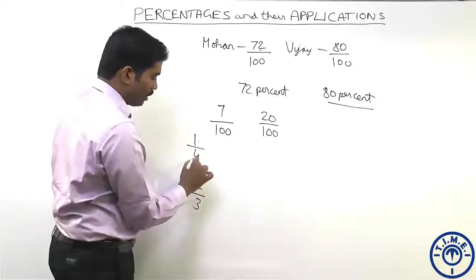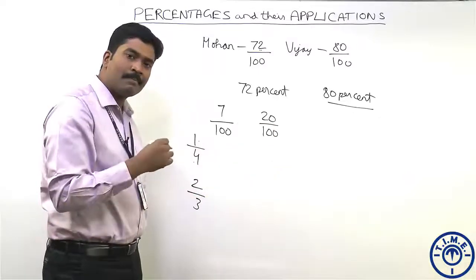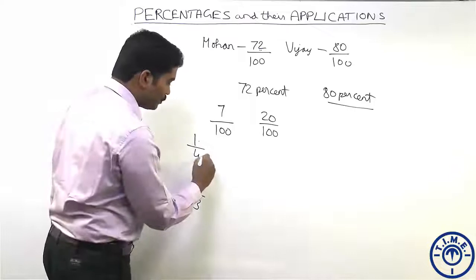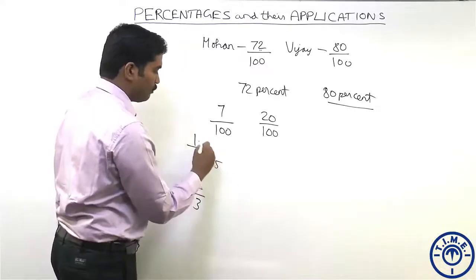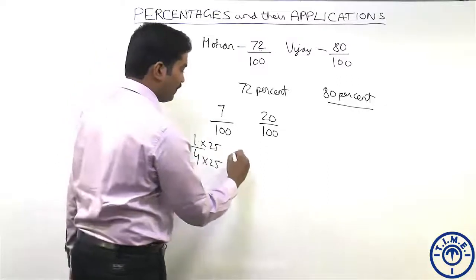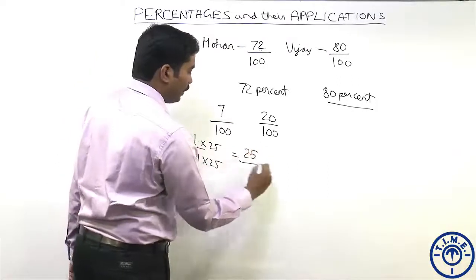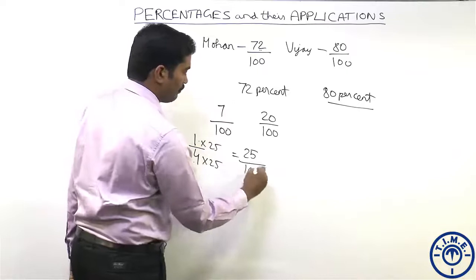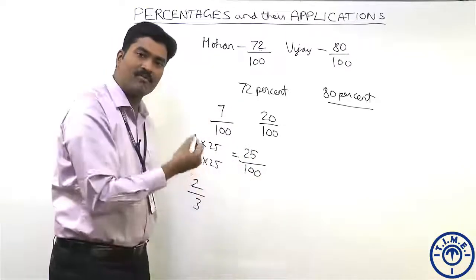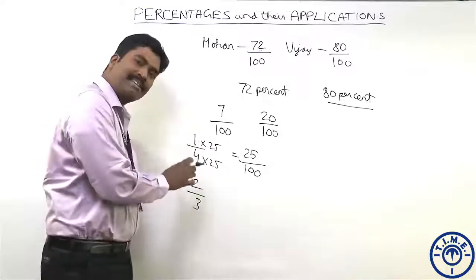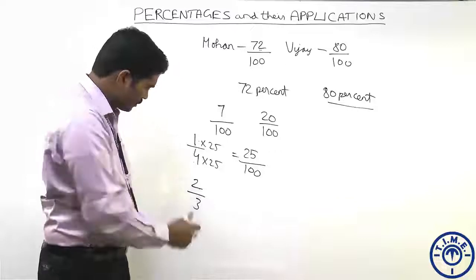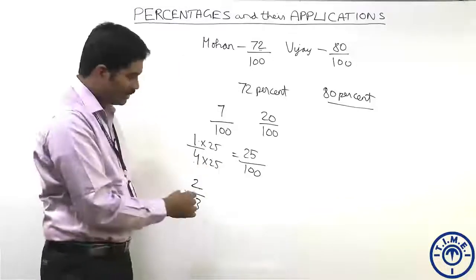So what can we do? How can a 4 become 100? By multiplying into 25, right? So let's multiply both the numerator and denominator by 25. 1 into 25, that would be 25 out of 100. So the 1 by 4 can be represented as 25%, 25%.